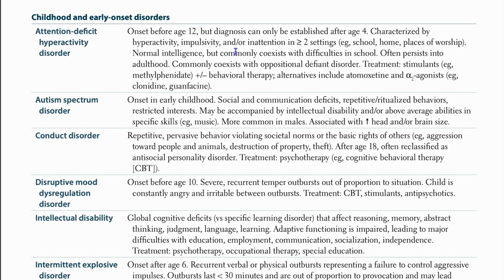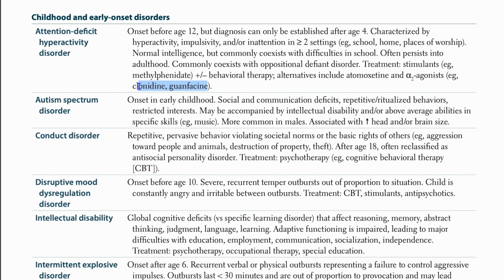Normal intelligence, but commonly coexists with difficulty in school. Often persists into adulthood, commonly coexists with oppositional defiant disorder. Treatment is stimulants, for example, methylphenidate, with or without behavioral therapy. Alternatives include atomoxetine and alpha 2 agonists, for example, clonidine and guanfacine.